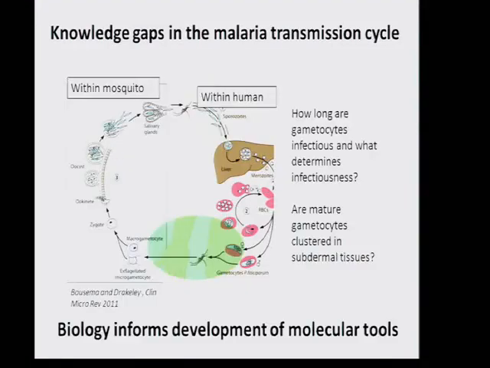So with that, just a little outlook. Of course, now there are some questions that we're very interested in. How long are gametocytes infectious and what determines infectiousness? And then something that Tone was also mentioning: are mature gametocytes clustered somewhere, and not only in the venous blood circulating, maybe in some subdermal microcapillaries, maybe not even all the time during the day? So again, if we can close these knowledge gaps, then that can inform us for the development of new tools that ultimately get us at the question of the human infectious reservoir.